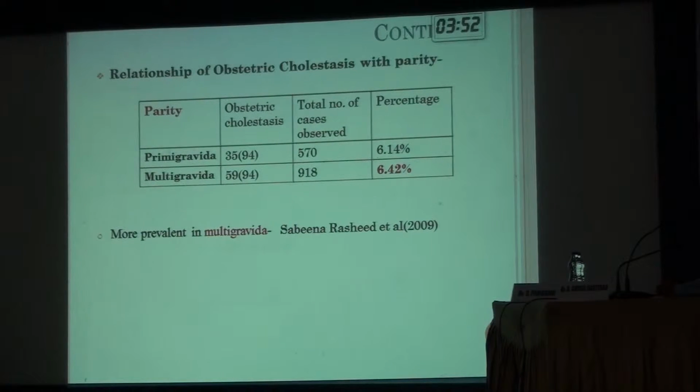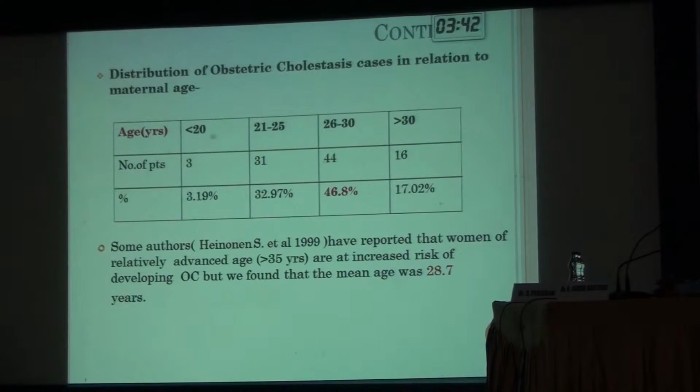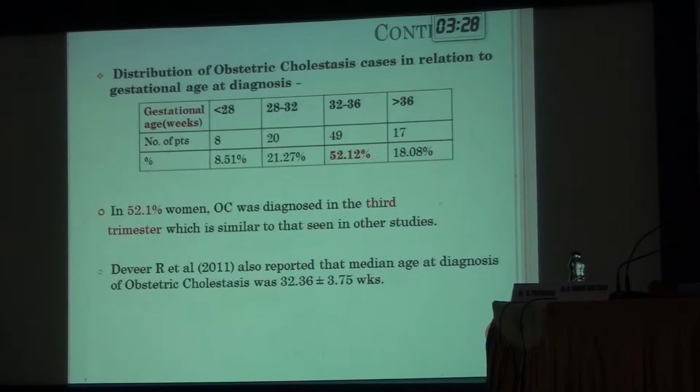The relationship of obstetric cholestasis with parity, it's more prevalent in multigravida, which is mostly consistent with other studies, also showed that multigravida are more affected compared to primigravidas. And some authors have reported that women of relatively advanced age, that is more than 35 years, are at increased risk of developing this disease, but we found in our study that the mean age was around 28.7 years.